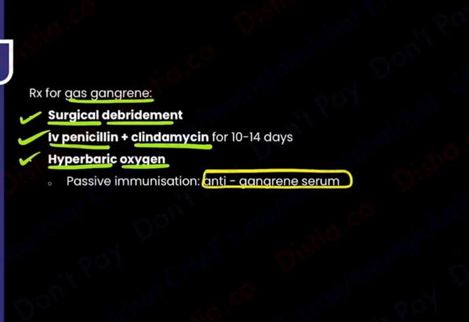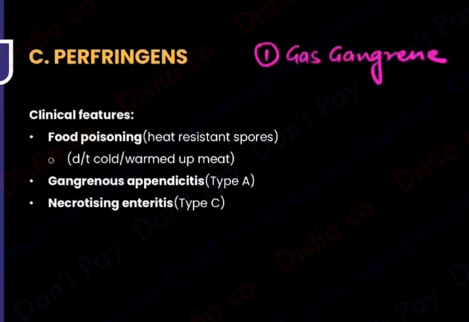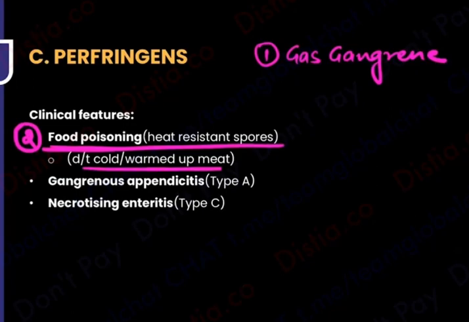So you will say that, ma'am, in this you've not told us any diagnosis. You give the clinical disease, you give the treatment. Where did the diagnosis go? Because the clinical is not over. If you feel that Clostridium perfringens only causes gas gangrene, you are mistaken. Clostridium perfringens causes a lot of other things also. Number 2, it can cause food poisoning because it has got some heat resistant spores. So it is basically because of some warmed up or cold meat, the heat resistant spores mean that food poisoning can happen. And because I'm talking about intestine, this can also cause gangrenous appendicitis.